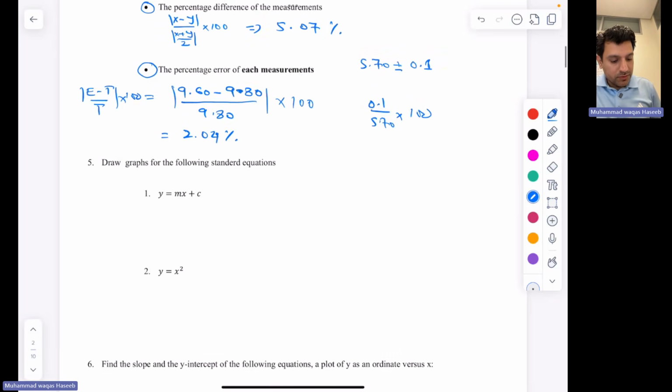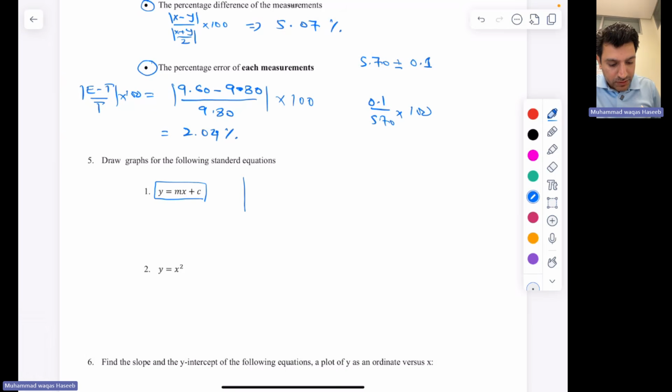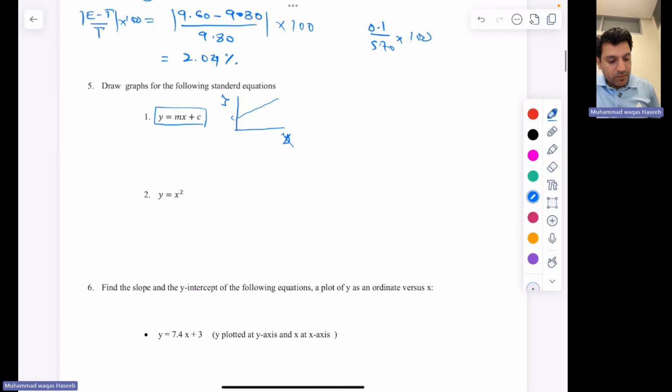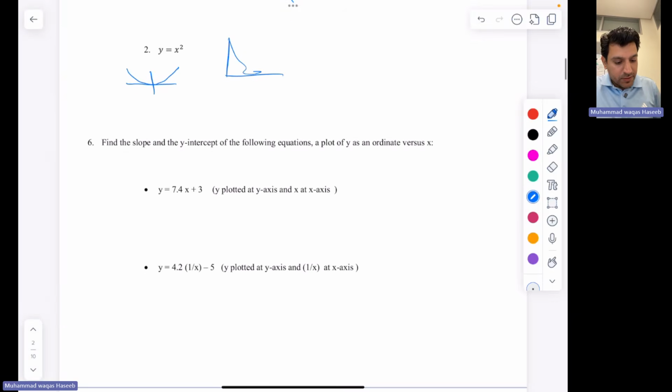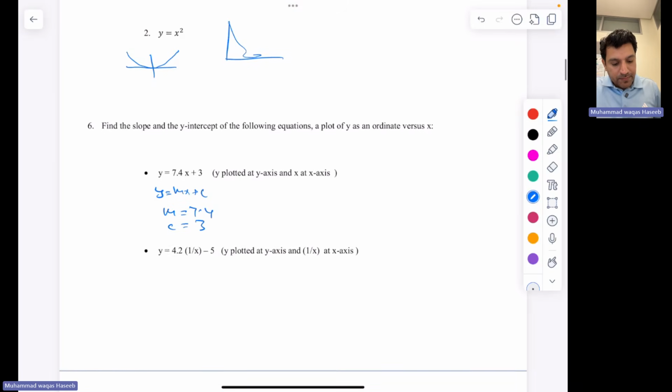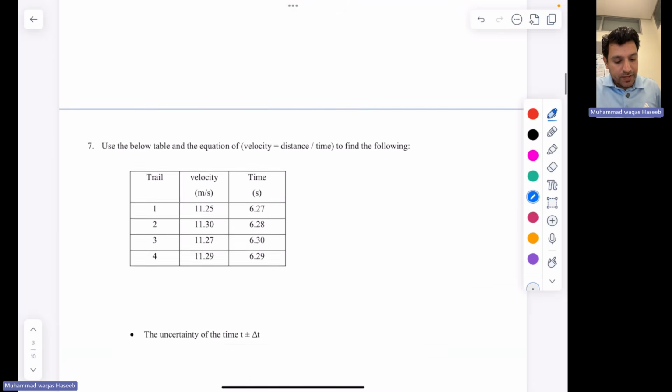Now draw the graph. So the plot for this is a straight line like this. So this is your x and this is your y, and it could be like this. So this is your C. Now you can plot like this. Okay, so in this case, y equals mx plus c. So your slope is 7.4 and c is 3. And you can plot it like this.